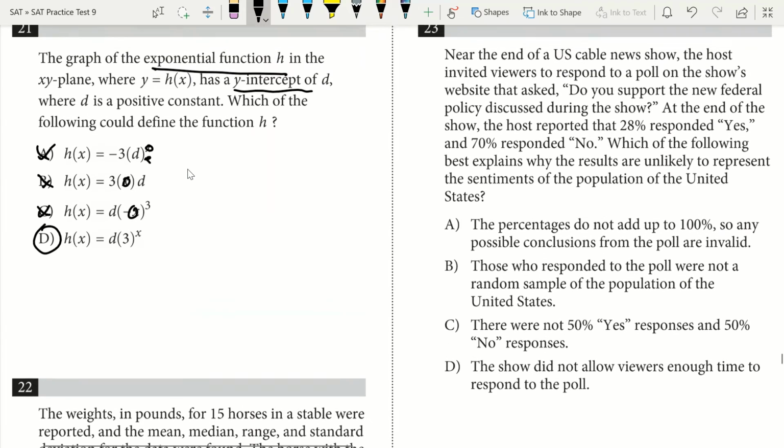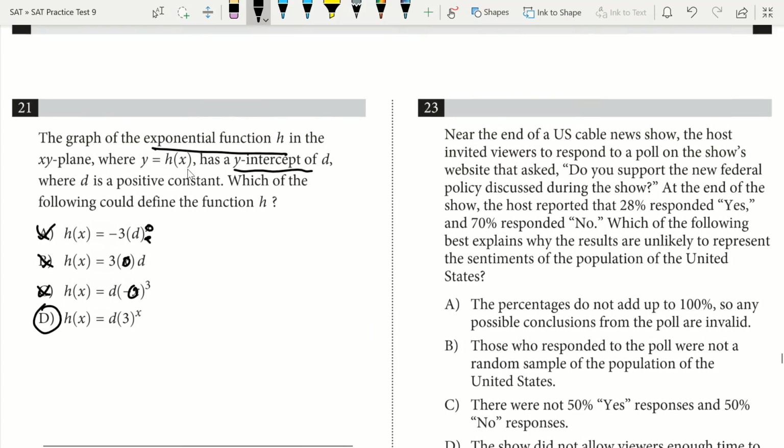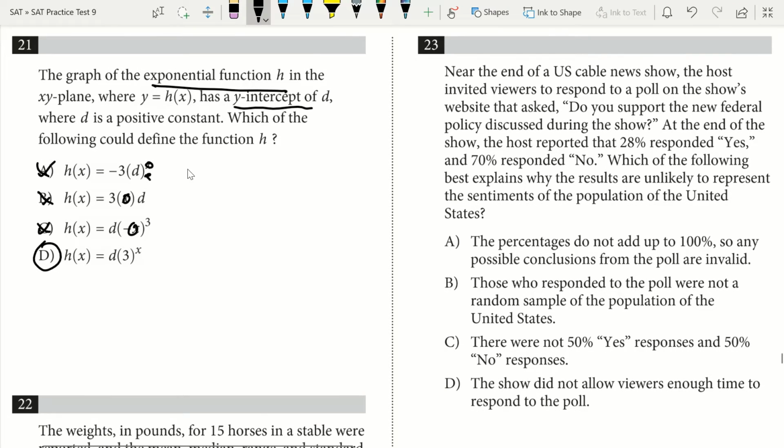Okay, 23. Near the end of a U.S. cable news show, the host invited viewers to respond to a poll on the show's website that asked, do you support the new federal policy discussed during the show? At the end of the show, the host reported that 28% responded yes and 70% responded no.